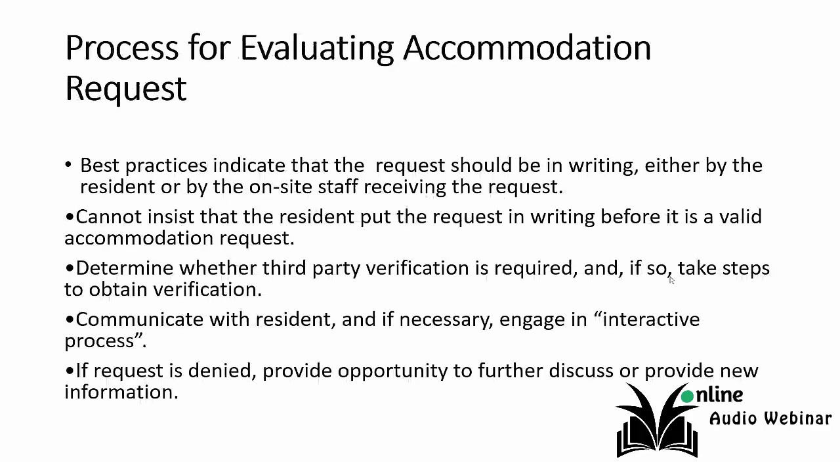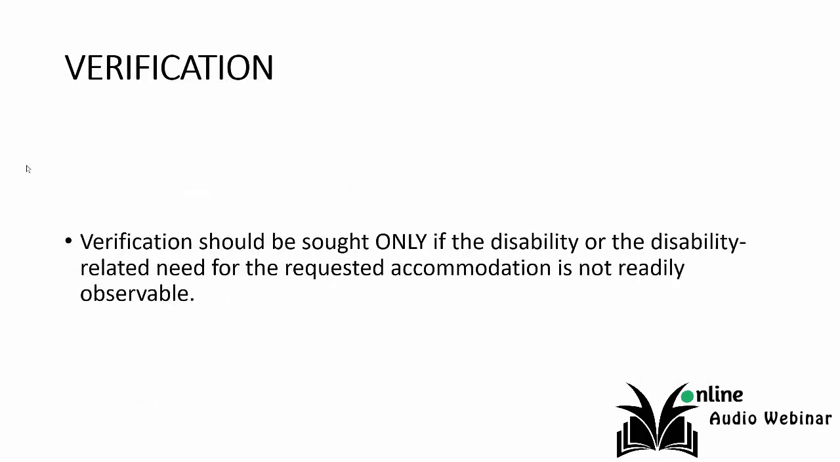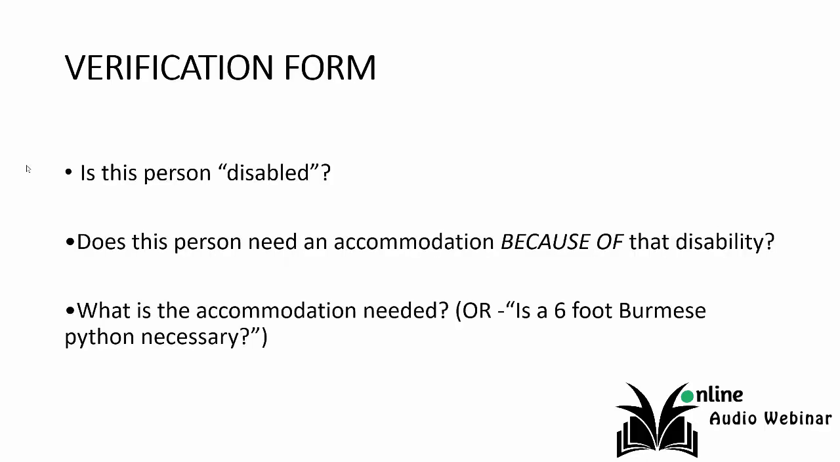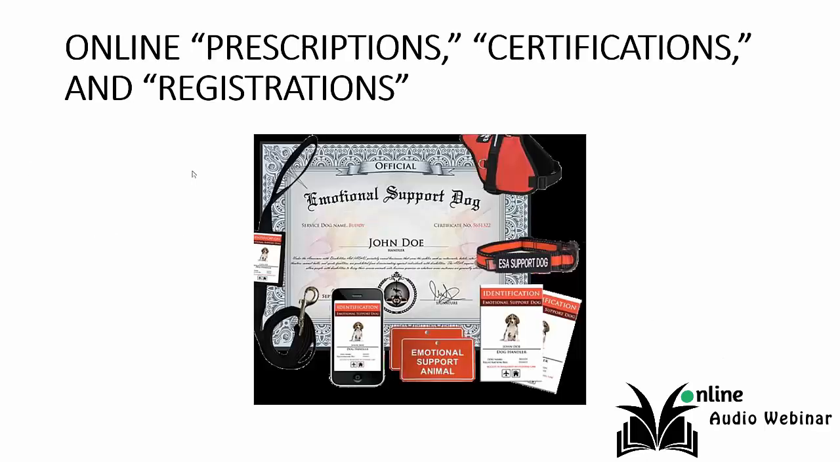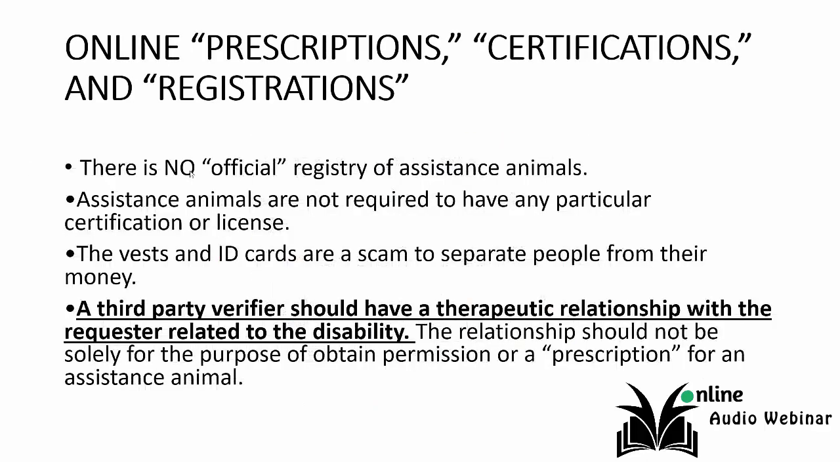Best practices: a request should be in writing, either by the resident or on-site staff. Verification should be sought only if the disability or disability-related need for the requested accommodation is not readily observable. On the verification form: is this person disabled? Does the person need an accommodation because of that disability, and what is the accommodation needed? There is no official registry of assistance animals.